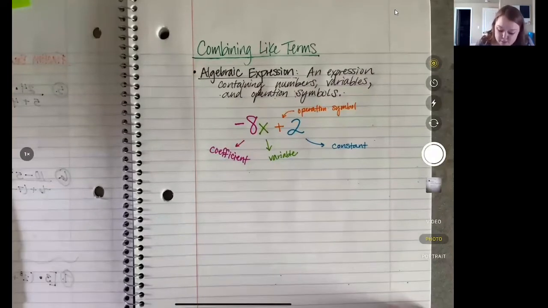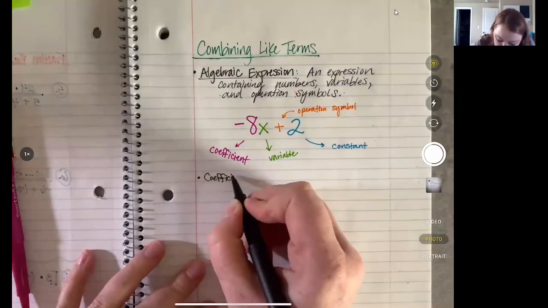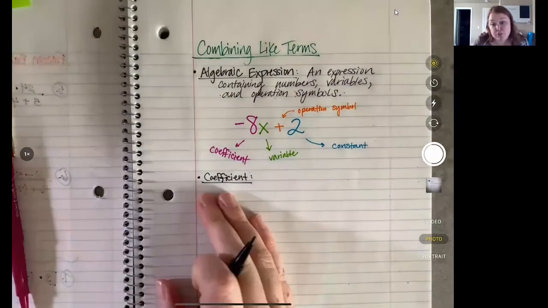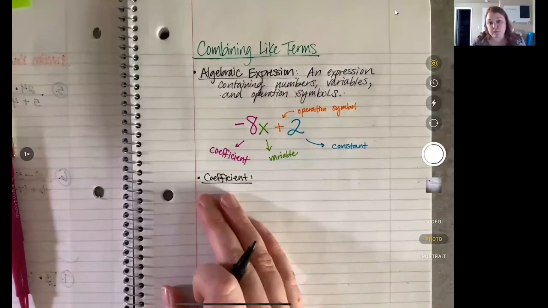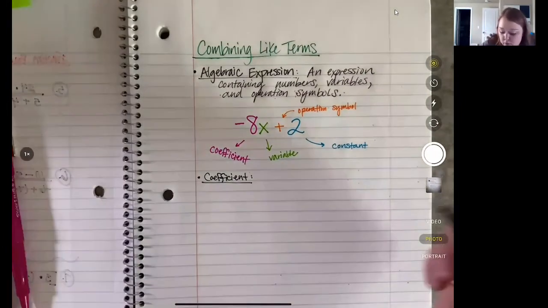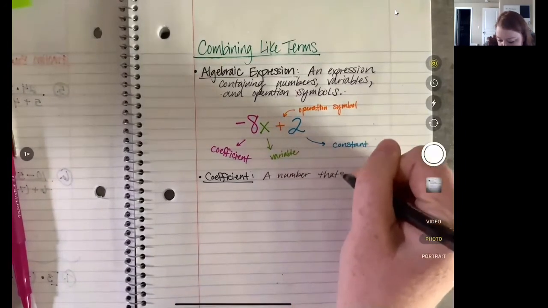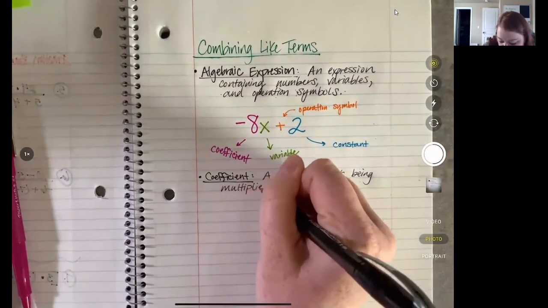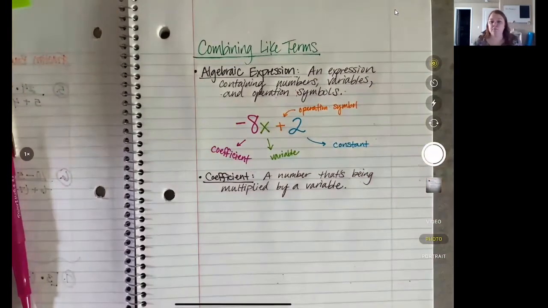All right, so let's go ahead and we're going to talk about at least some of these. Let's talk about a coefficient. I want you to submit this to memory because I use this word all the time. So when I say things like, what are the coefficients of blah, blah, blah, blah, I need you to know what I'm asking, right? So coefficient, we have to have that word in our vocabulary. So it is a number that's being multiplied by a variable. A number that's being multiplied by a variable.